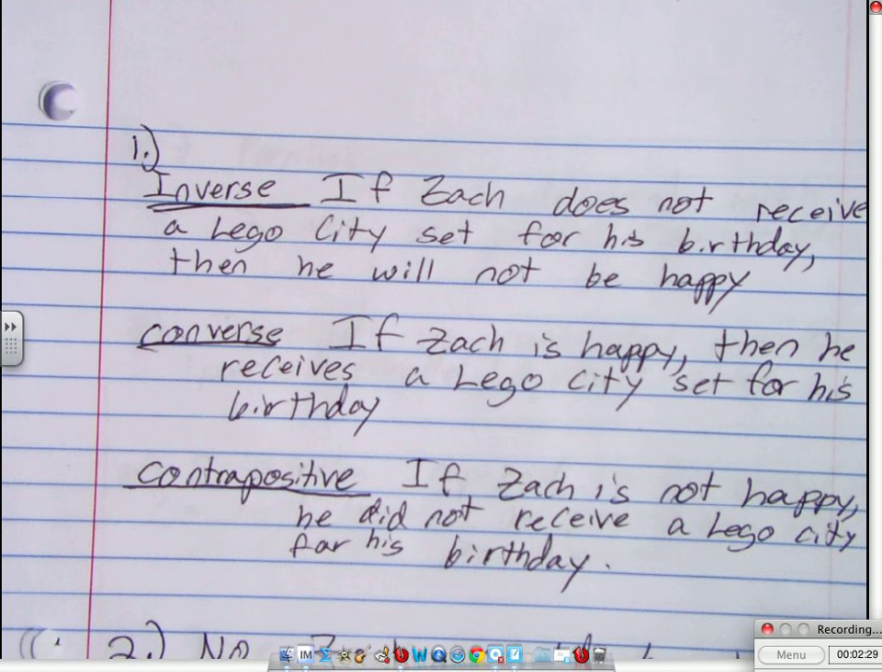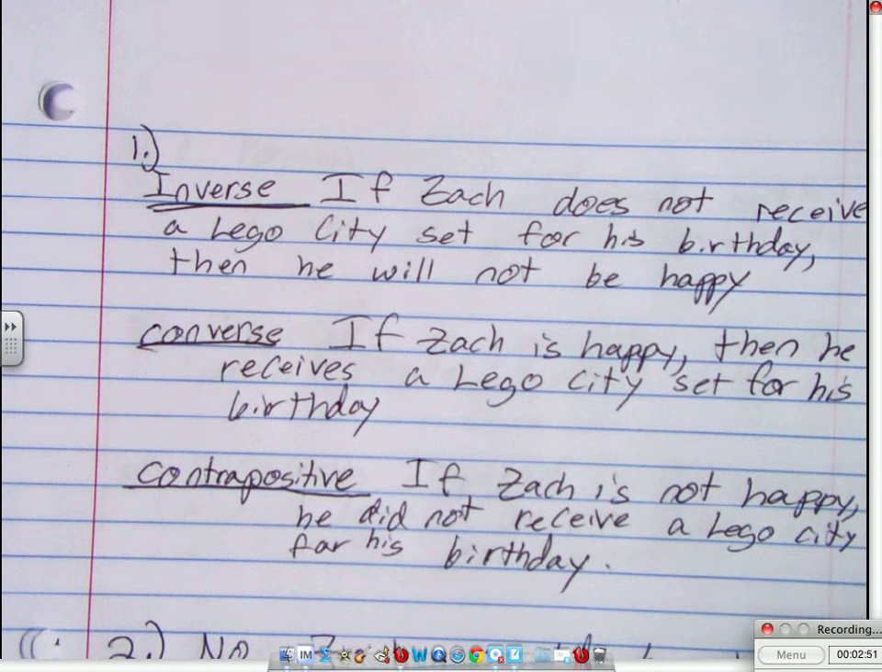Inverse. If Zach does not receive a Lego City set for his birthday, then he will not be happy. Okay? Yes? Oh, okay, never mind. You're good?